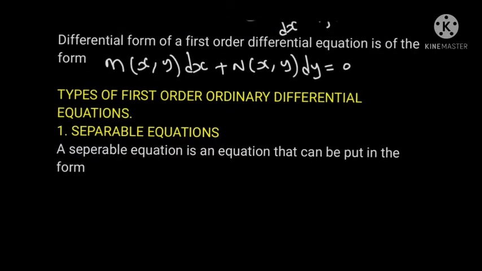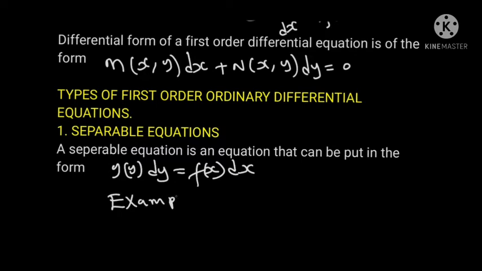Types of first order ordinary differential equations. Number 1, separable equations. A separable equation is an equation that can be put in the form g of y dy equals f of x dx. Example 1.